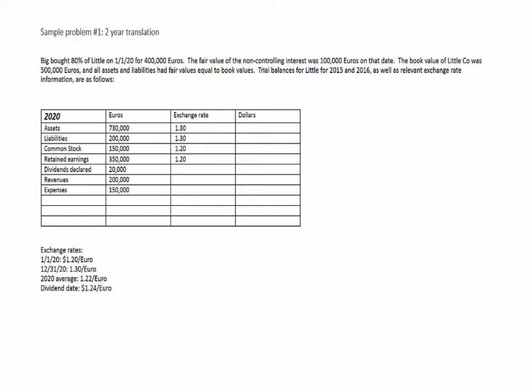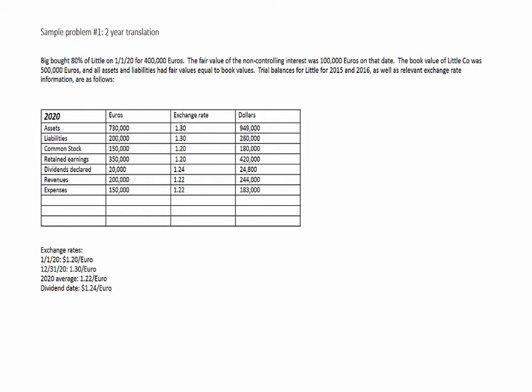Retained earnings. In subsequent years, we'll carry this value forward from the preceding year in the dollar-denominated worksheet. For the first year of ownership, we're going to use the exchange rate from the date of acquisition. Dividends declared, we'll convert that at the dividend date rate. And revenues and expenses, we're going to convert that at the average rate over the course of the year. So once we get those exchange rates in, it's simply a matter of multiplying across and getting all those values.